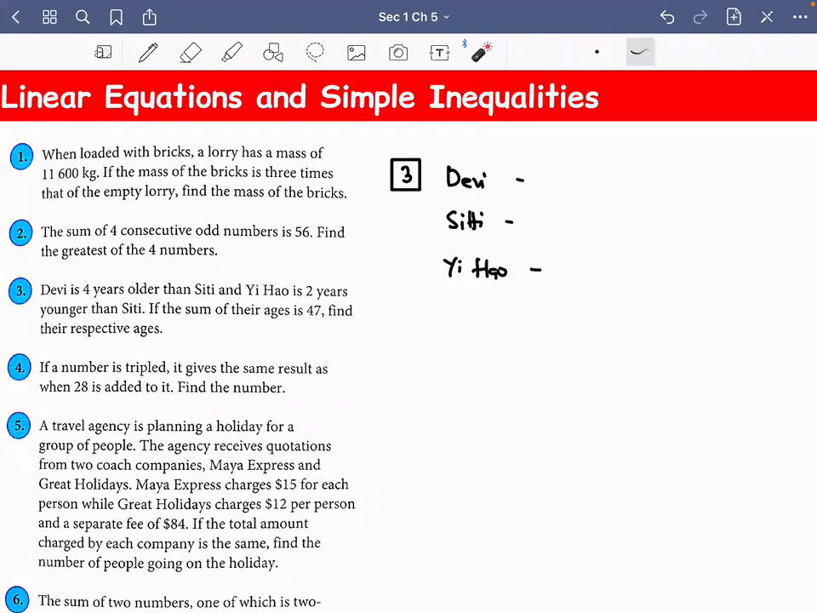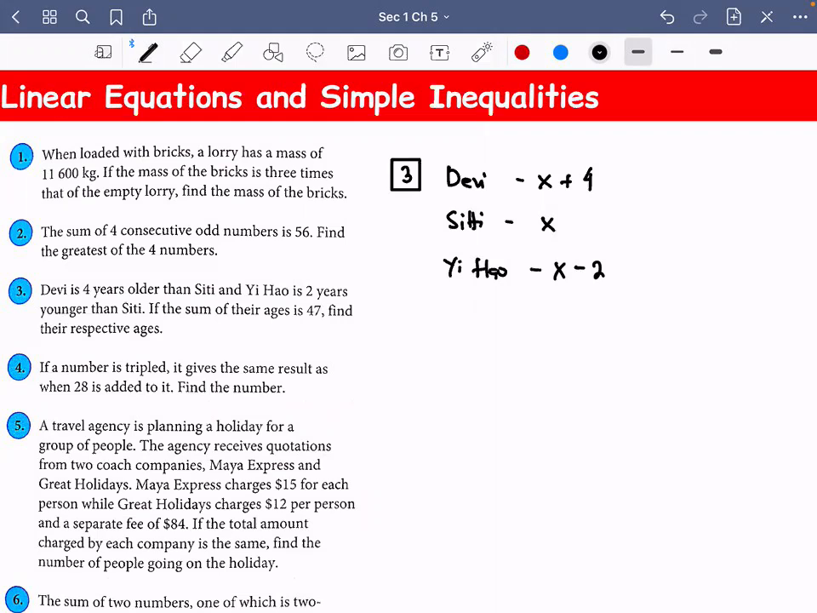So look at the names. Who's the basis of their ages? It's always Siti, right? So Siti is your X. And then how about Devi? Devi is 4 years older than Siti, so X plus 4. And then how about Yihao? 2 years younger, so X minus 2. And these are your expressions for each of them.